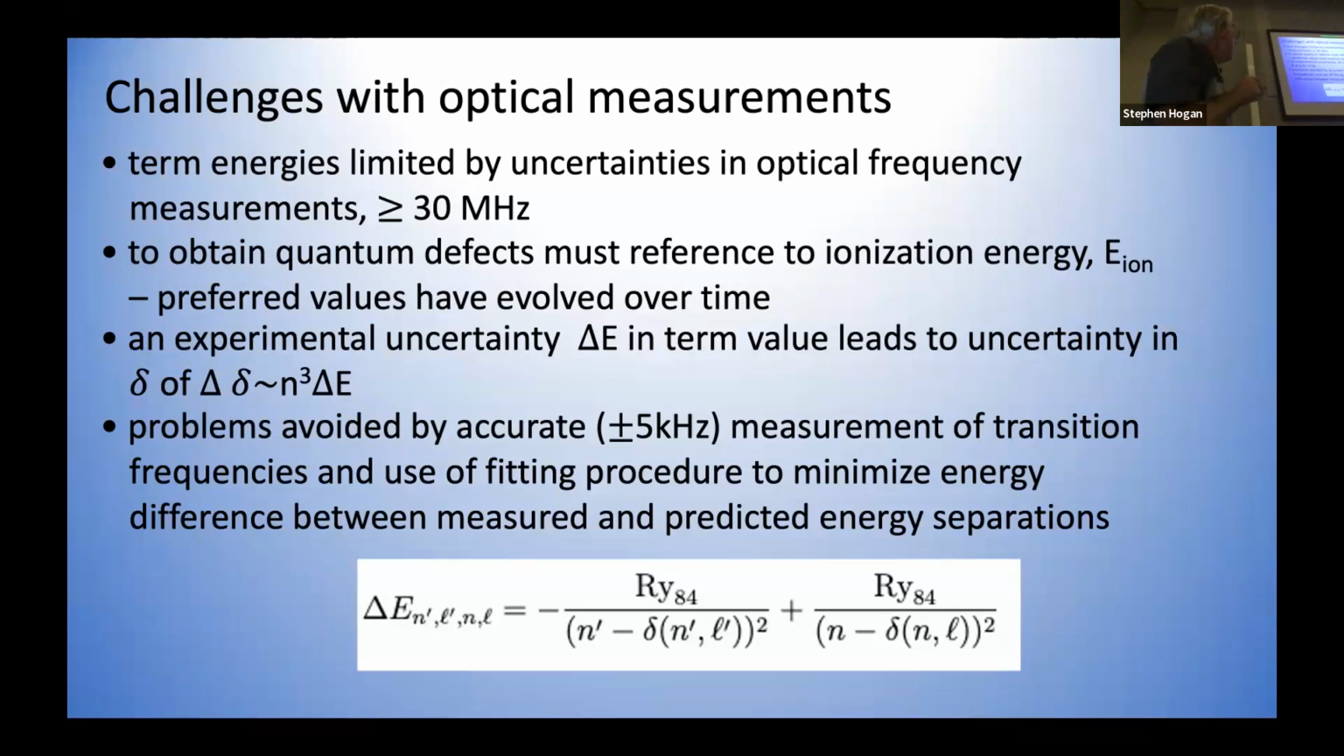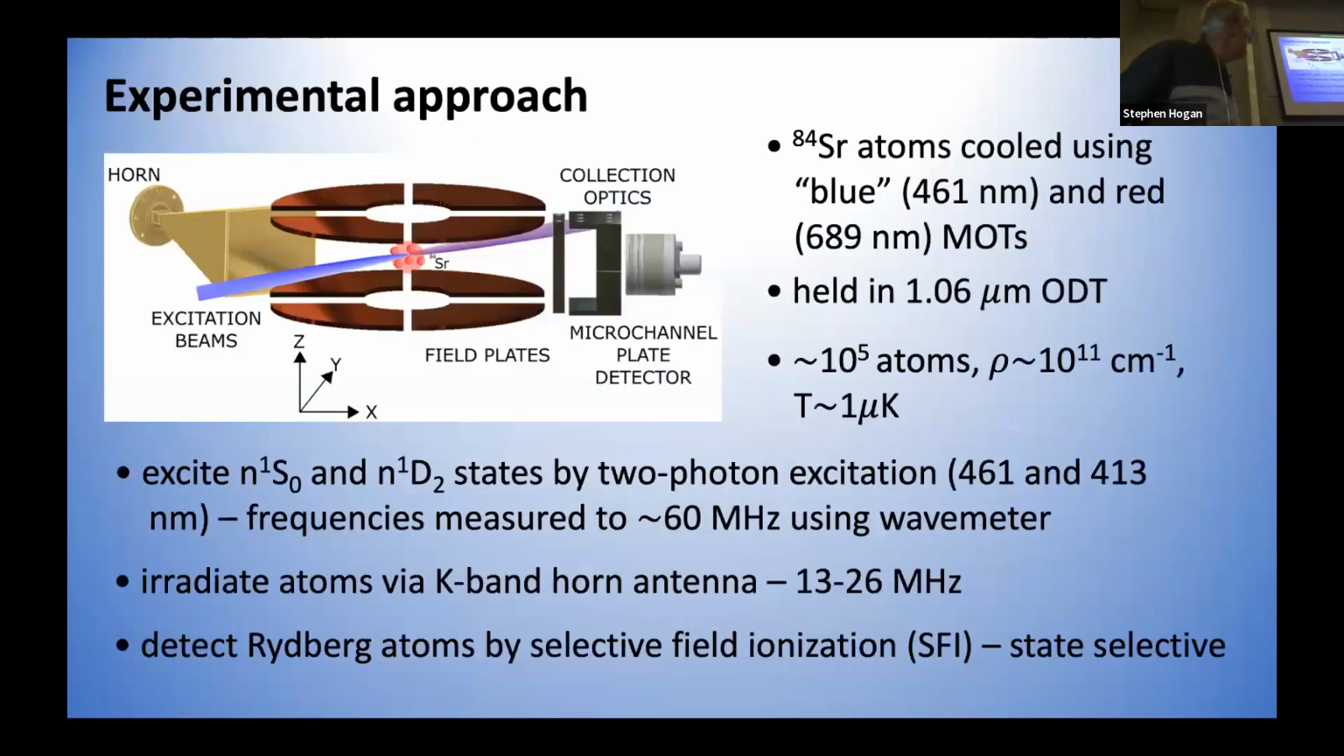Furthermore, if you go up in N, if you've got a given uncertainty in your term value, you get an uncertainty in the quantum defect that increases as N cubed. Now, you can avoid all of these problems if you simply make accurate measurement of transition frequencies and then use a fitting procedure to minimize the energy difference between the measured and the predicted energy separations. So remember, these are the predicted energy separations.